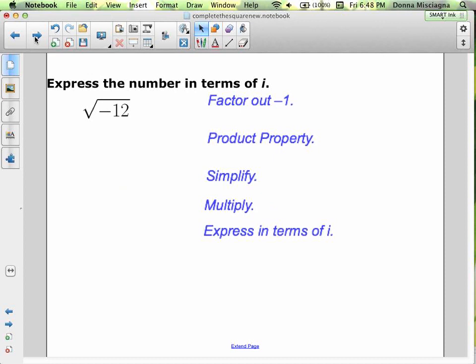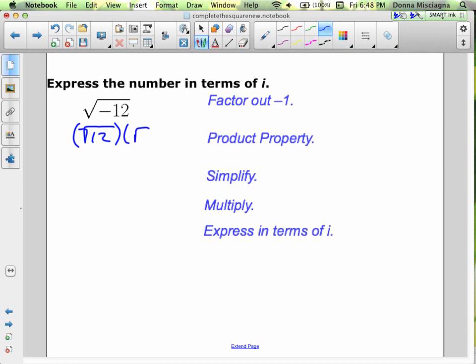All right, so we have negative square root of 12. We can split that into the square root of 12 and the square root of negative 1 using the product property. Well, 12 is also not a perfect square. It's divisible by 4 and 3, and 4 we can split into 2 and 2. That's as factored as we can get the 12 to be.